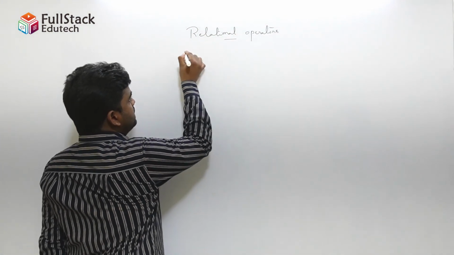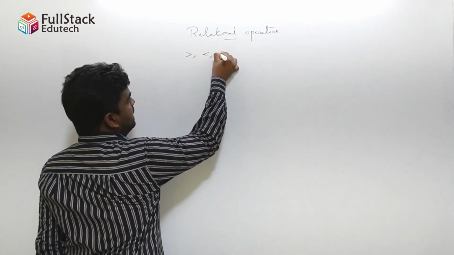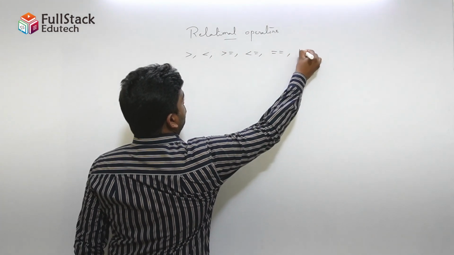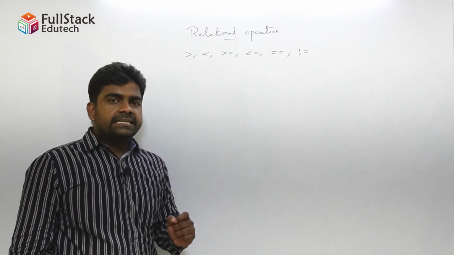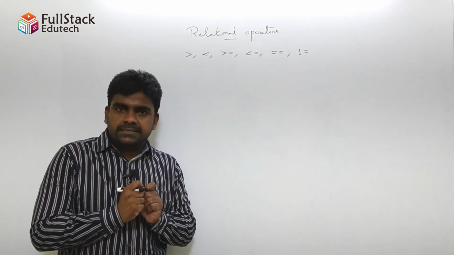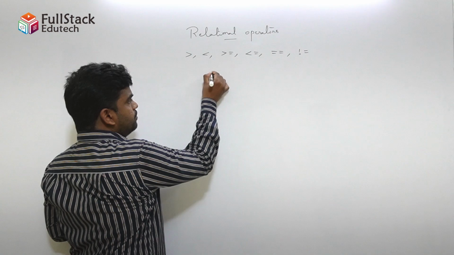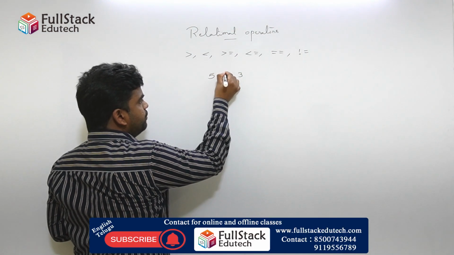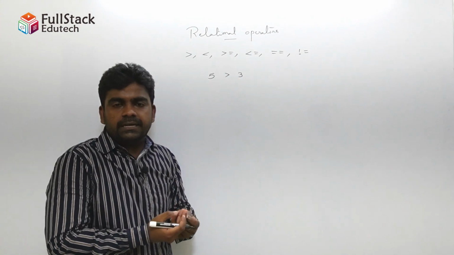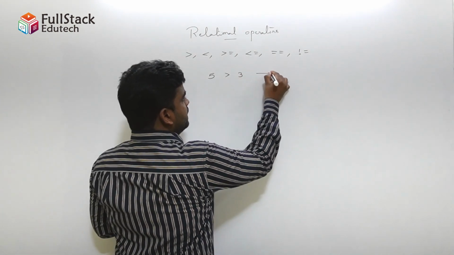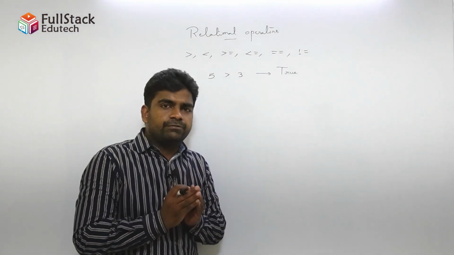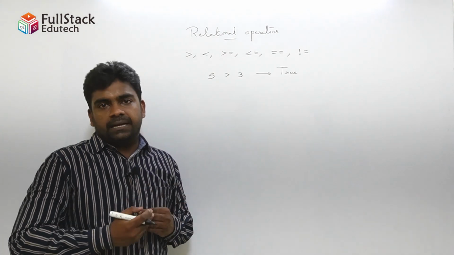What are the relational operators? Greater than, less than, greater than or equal to, less than or equal to, equal to and not equal to. There are 6 relational operators. So what will these operators return exactly? For example, take 5 and 3. If I give 5 is greater than 3, it will check the relation. Yes, 5 is greater than 3, it's a true value. So it will return True. T is a capital letter. In Python, the boolean values True and False start with capital letters T and F.